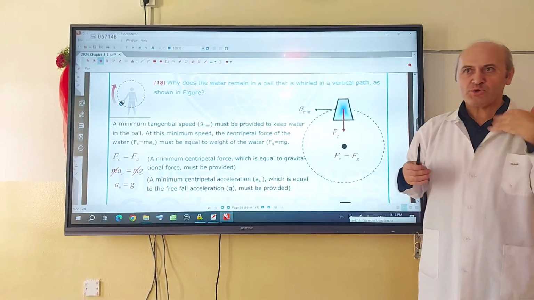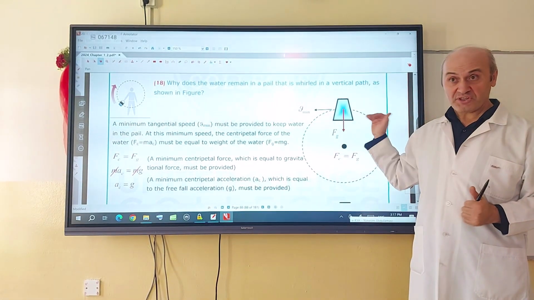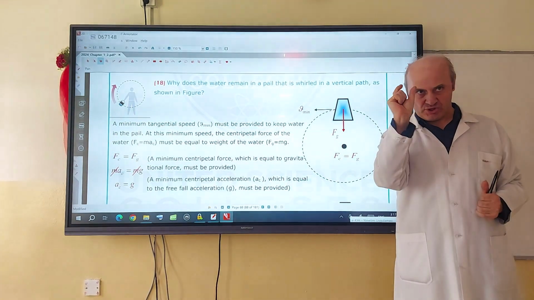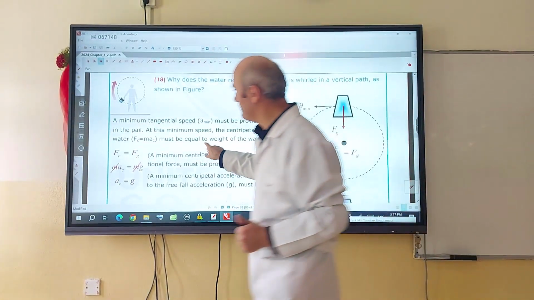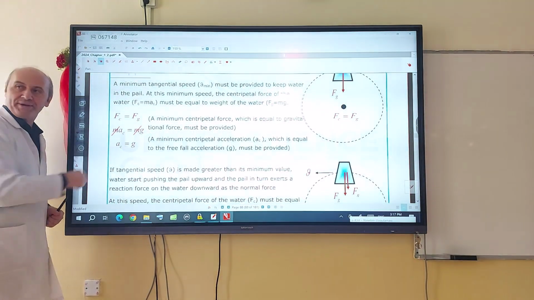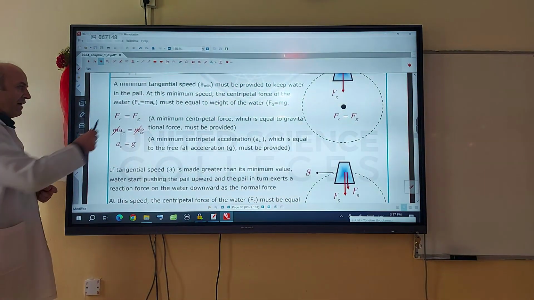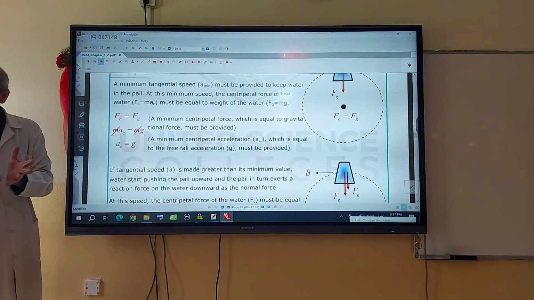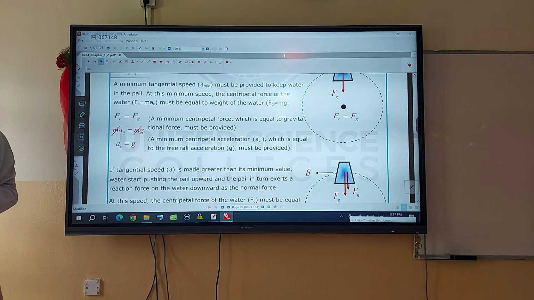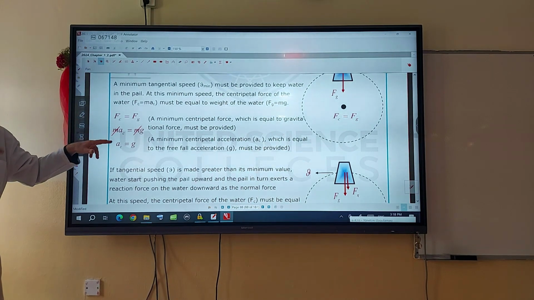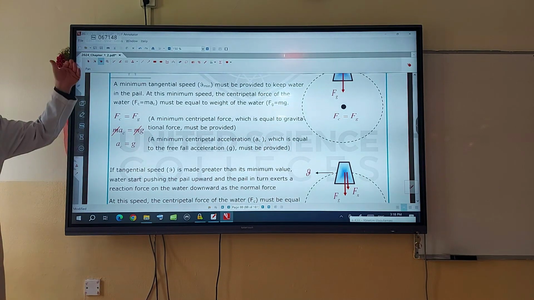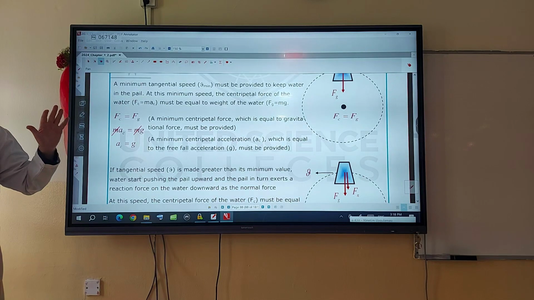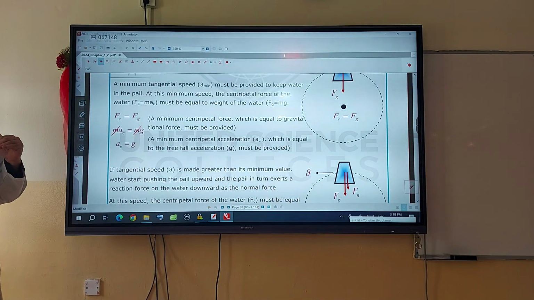Then we should say that to keep the water inside the pail, the minimum condition is that the centripetal force must equal the gravitational force: Fc equals Fg. Fc is m times AC, Fg is m times g. The m, the water's mass, will simplify. So AC must be equal to the minimum free fall acceleration. The centripetal acceleration of the water must be equal to the free fall acceleration. If centripetal acceleration is slightly less than g, again shower. How can it be greater than g? Okay, there's no limit if your bucket and pail is strong.